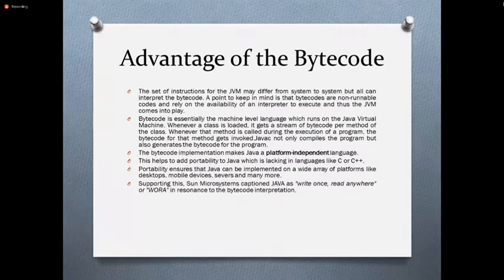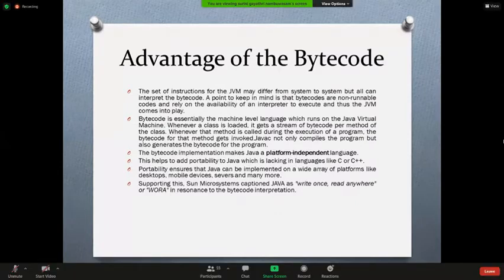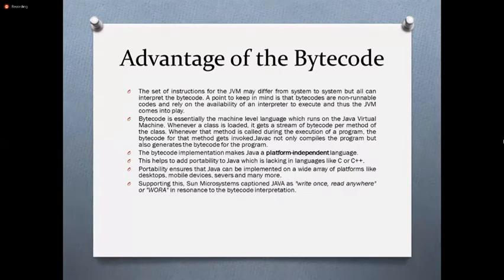It gets a stream of bytecode per method of the class. Whenever that method is called during the execution of the program, the bytecode for that method gets invoked. Javac not only compiles the program but also generates the bytecode for the program. Javac means the Java compiler. The bytecode implementation makes Java a platform independent language and it helps to add portability to Java, which is lacking in languages like C or C++.